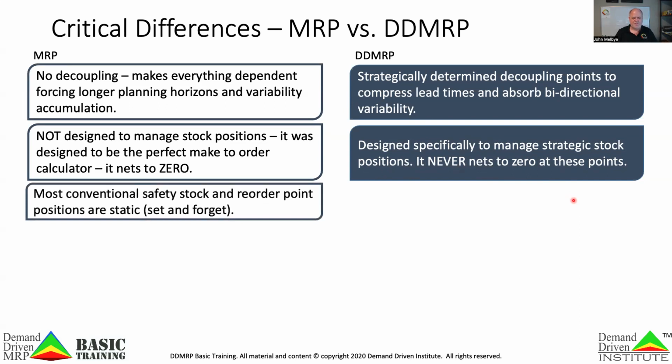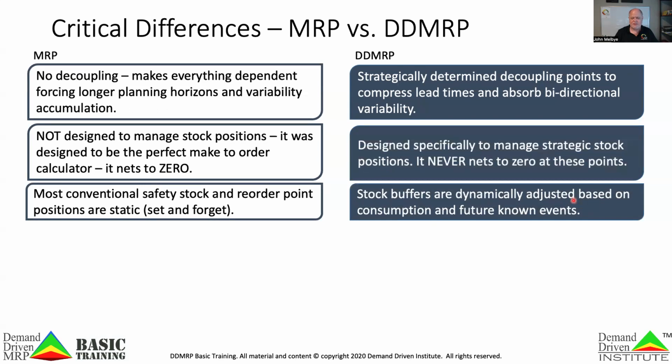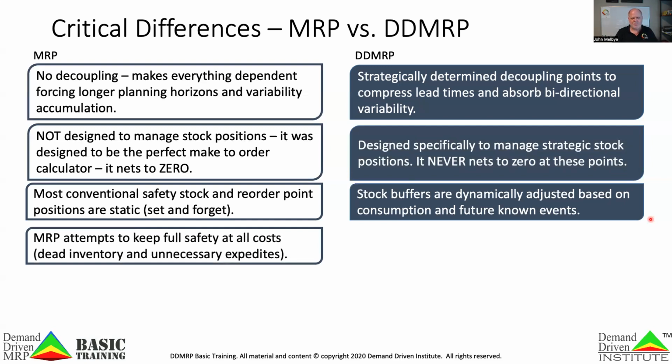Most conventional safety stock and reorder points are static, meaning they don't change. And with DDMRP, the stock buffers dynamically adjust based on the consumption and other future known events and allow us to continually adapt. MRP attempts to keep the full safety stock at all costs, which means when we hit safety stock, we get a distortion in the way we apply that, because if we hit safety stock, everything is due now or before. And it's really hard to place an order today and say it was due yesterday. So trying to keep that full safety stock gives us the distortion of trying to hold that inventory and expedite unnecessarily because that inventory has been breached.